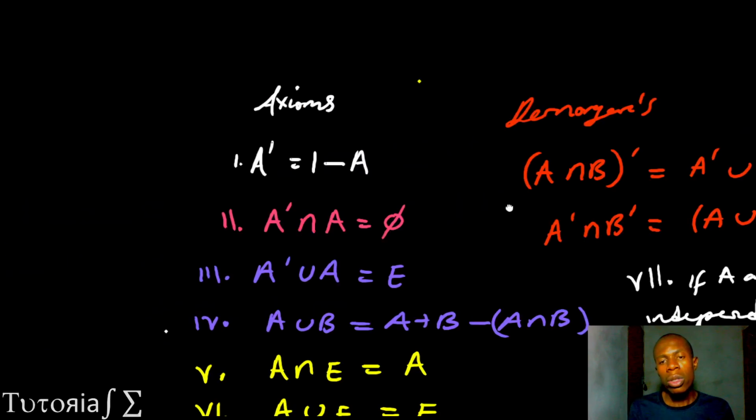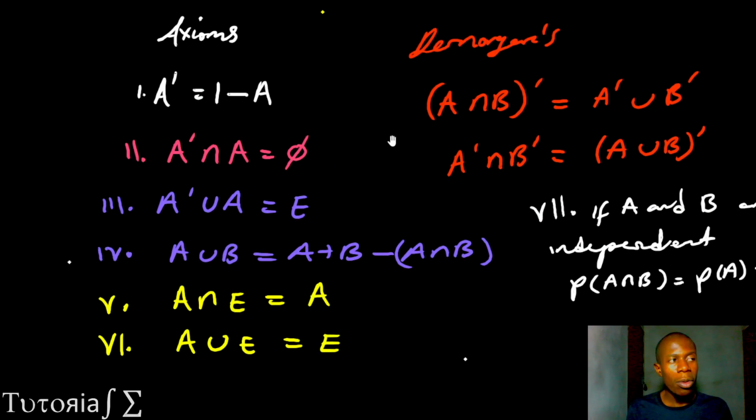All these axioms are provable, but there will be no need for that. You can write them down so that we learn how we can use them. If you have A complement, this is the same thing as 1 minus A. Usually we are trying to get rid of the complement in whatever function we're trying to simplify, so you just say this is equal to 1 minus A.